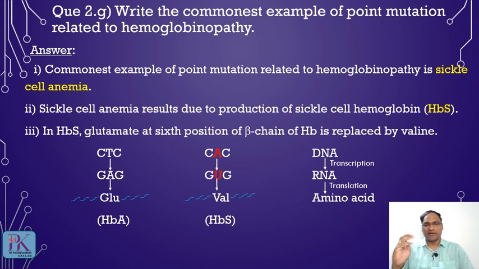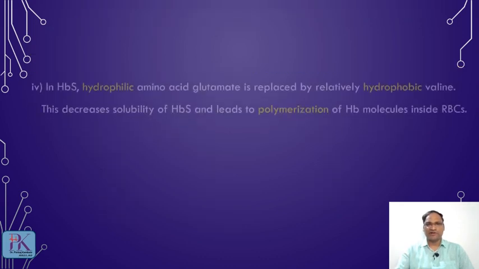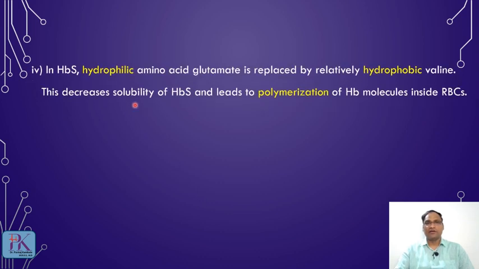Okay, so I have just provided the solution in brief about sickle cell anemia itself. This is just the biochemical basis and point mutation. So what is happening in HbS? Glutamate is a hydrophilic amino acid. It is replaced by relatively hydrophobic valine. So due to this replacement of hydrophilic amino acid by hydrophobic amino acid, there is decrease in the solubility of HbS, which leads to polymerization of hemoglobin inside the RBCs.